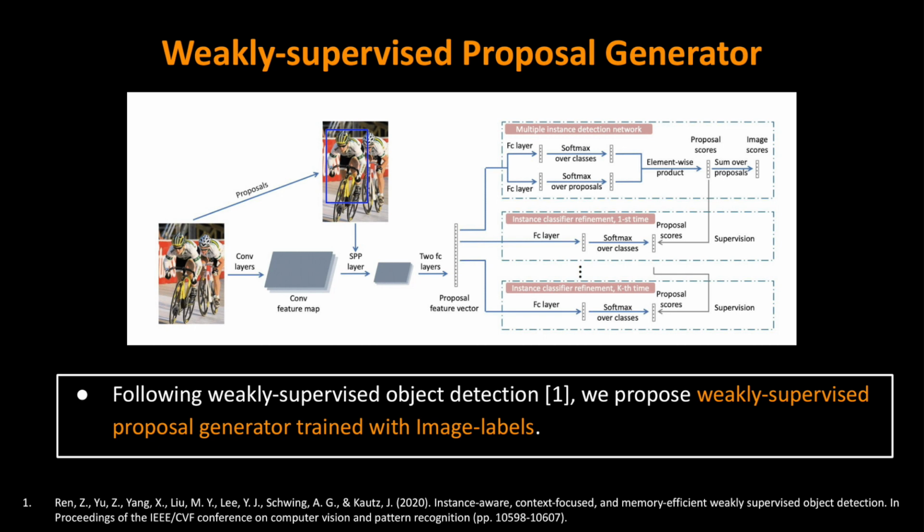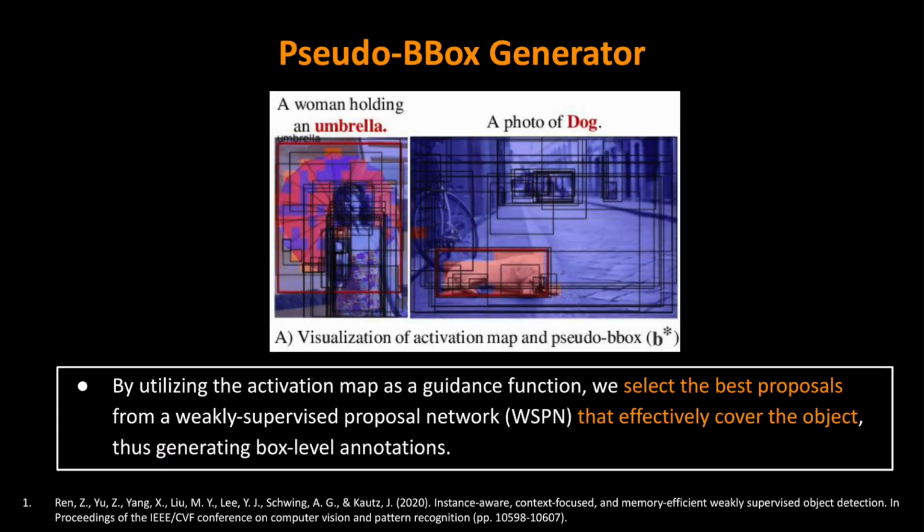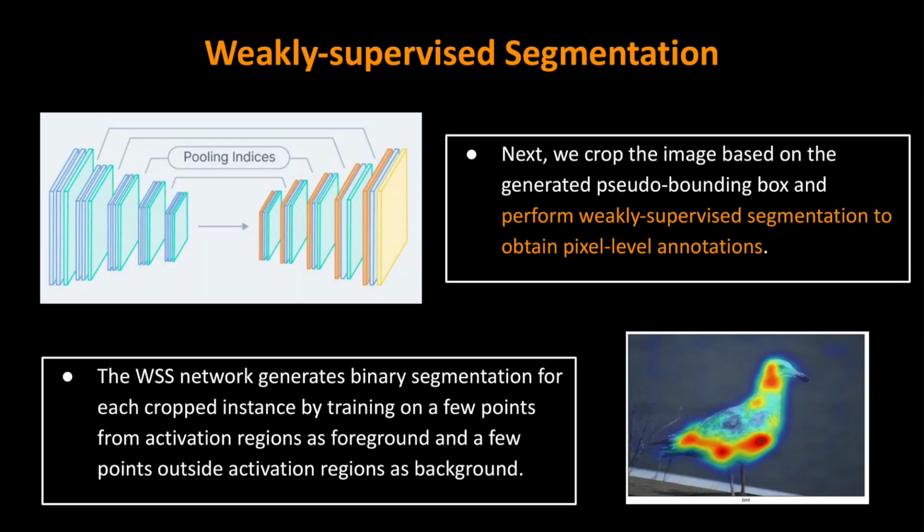We follow the weakly supervised object detection framework where we train the proposal generator with image labels in a weakly supervised manner. Once we get the proposals from WSPN, by utilizing the activation map as a guidance function, we select the best proposals from the WSPN that effectively cover the object, thus generating box-level annotations. Following the generation of pseudo-bounding boxes, we proceed to crop the image based on these boxes. Subsequently, we perform weakly supervised segmentation to obtain pixel-level annotations.